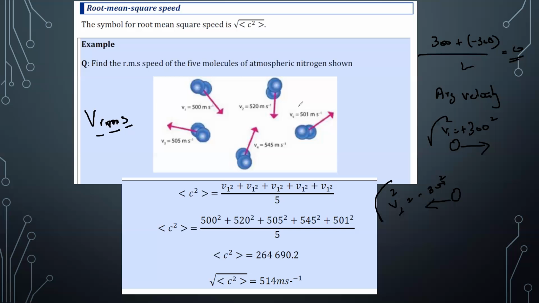For example, there are 5 different molecules which have different speeds or velocities. First we square them: 500 squared, 520 squared, 501 squared, 545 squared, and 505 squared. First we square. Then we take an average. How to take an average? Add them and divide by the total number, which is 5. And then at the last, we take a root. When we take the root, the speed which we get, we call the root mean square speed.